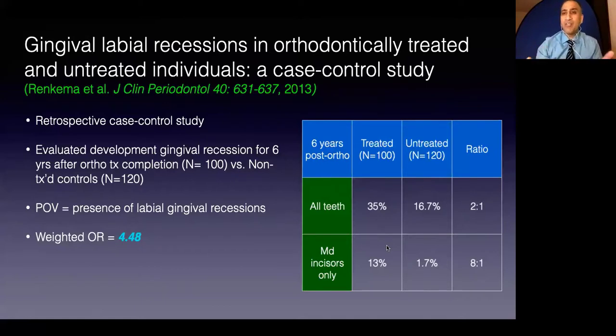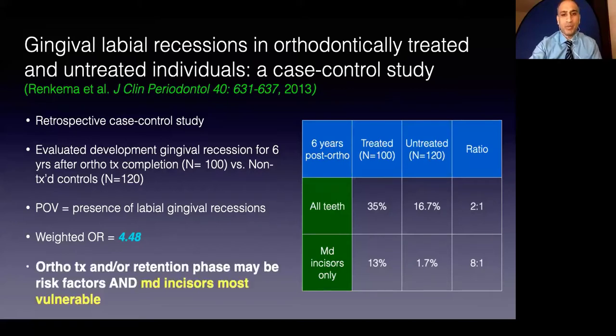Now, the literature is divided on whether or not orthodontic treatment causes recession. Causality is still debatable, but there's certainly an association between orthodontic treatment and gingival recession. And so Renkema concluded that orthodontic treatment and/or the retention phase may be risk factors, and that the mandibular incisors are the most vulnerable teeth in the mouth.